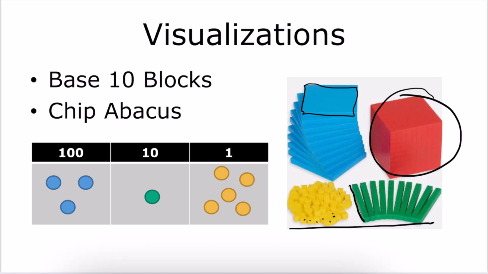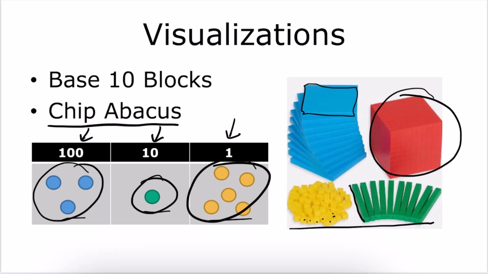Base 10 blocks are really useful, and you can also make this a little more abstract by using a chip abacus. A chip abacus is basically a poster or a piece of paper that's blocked off into a ones column, a tens column, and a hundreds column, and you could also do a thousands column if you want to. Then you use different chips to represent how many blocks you have. I would recommend starting off with the base 10 blocks, but as you get into bigger numbers that are more clunky to use blocks for because there are just a lot of them, you can simplify it by using different colors of chips to represent the blocks.